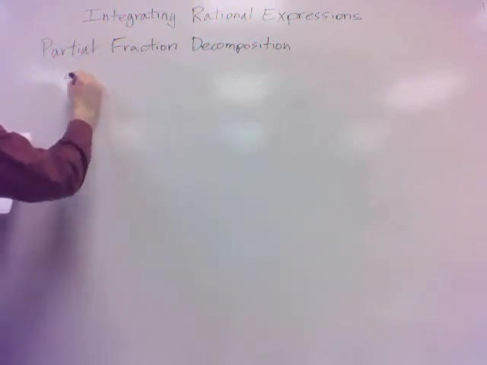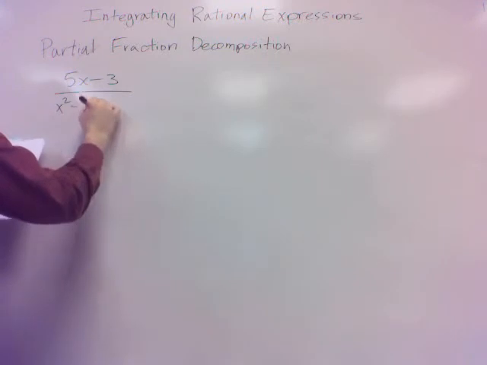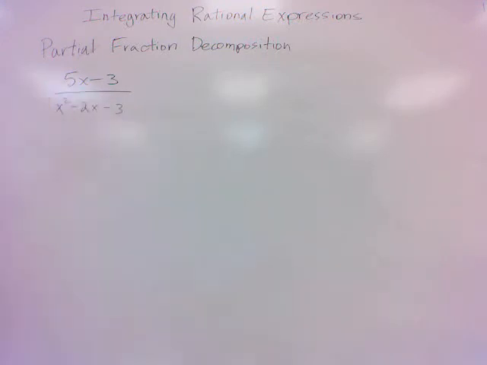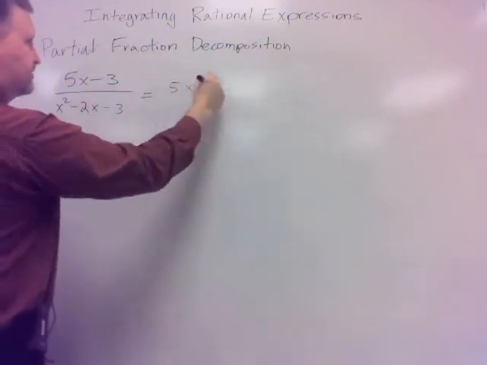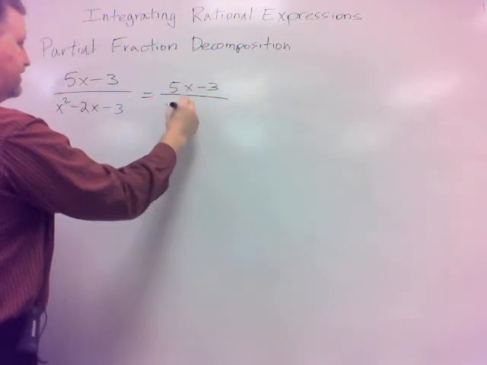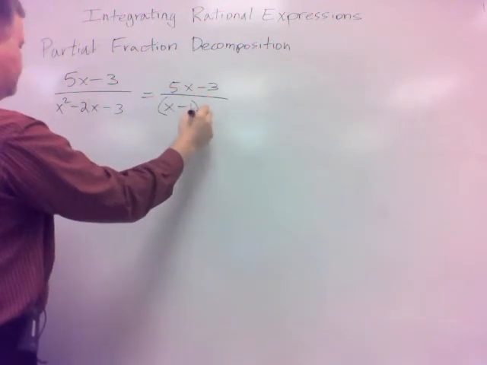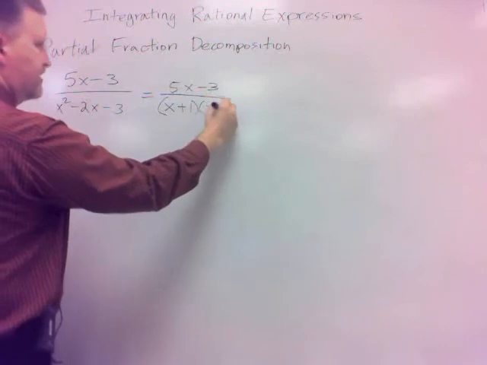Look at this. 5x minus 3 over x squared minus 2x minus 3. I'm just going to go through a partial fraction decomposition, and then we'll do one in the context of an integral. Here's what that means. If you notice here, 5x minus 3 over x squared minus 2x minus 3 could also be written with x plus 1, x minus 3 on the bottom. Factor it out.